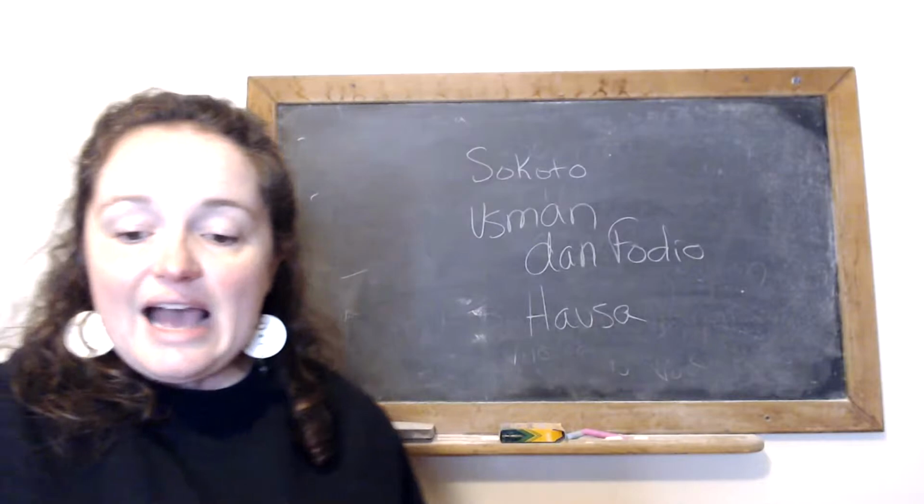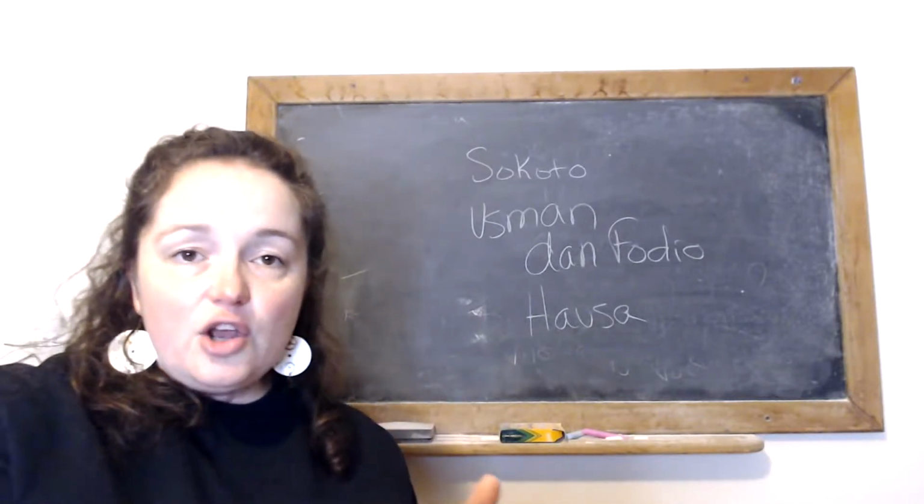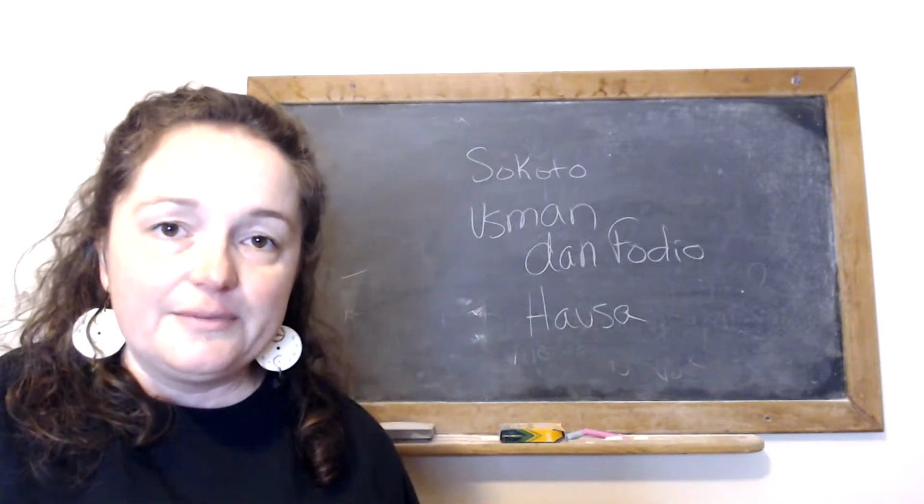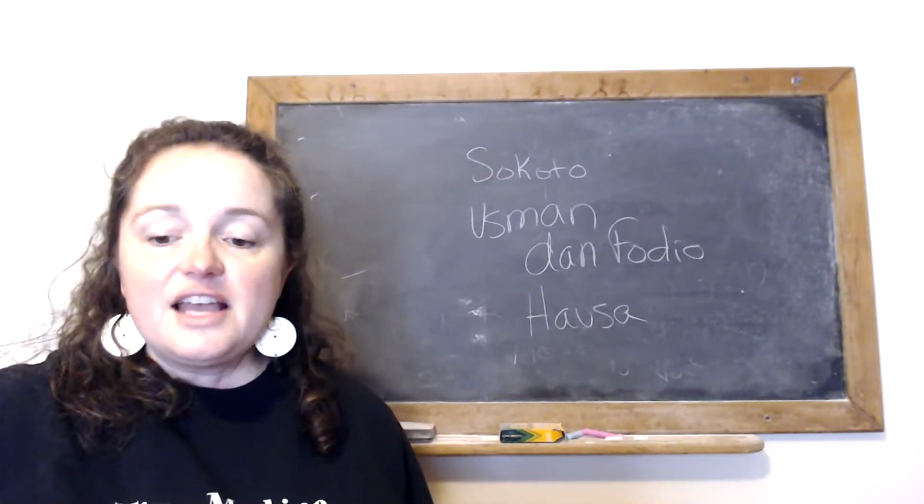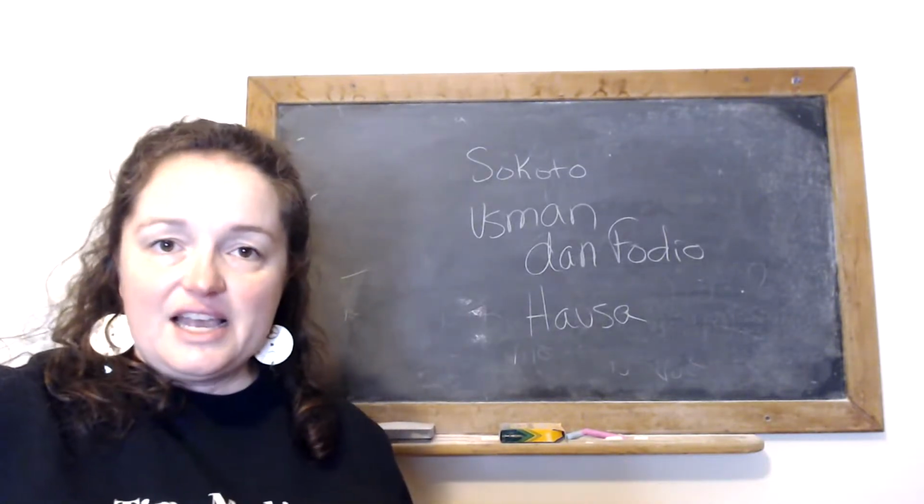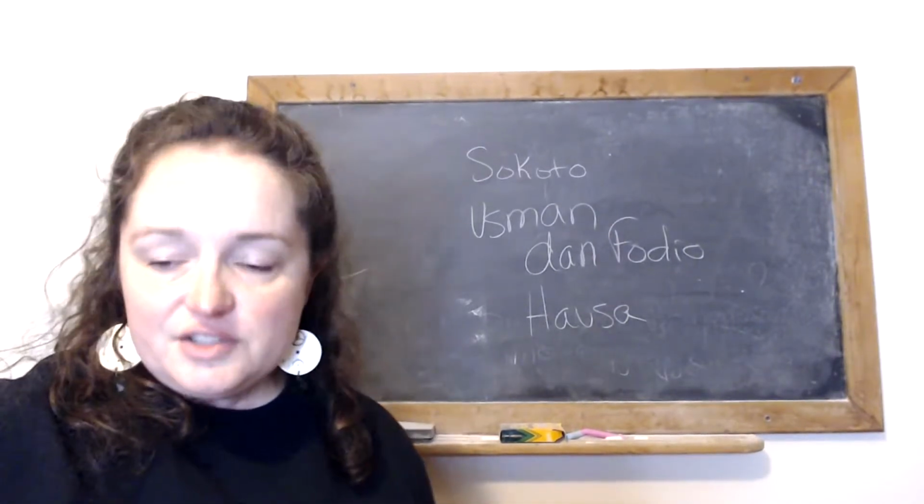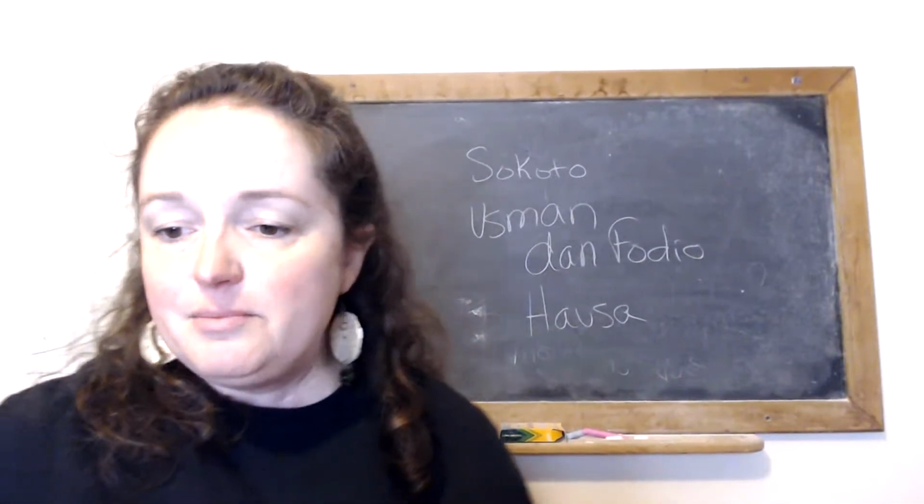The Sokoto Caliphate was then taken over by the British, and it will eventually be made part of Nigeria. So it doesn't end well for them. They're not able to stay independent. Any questions that you've got so far, just drop them over there and let me know.